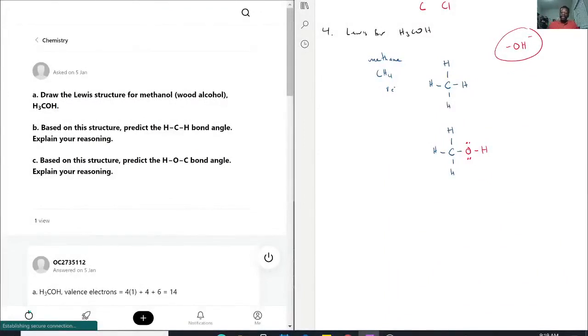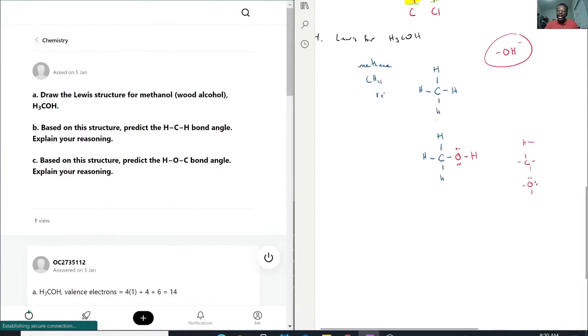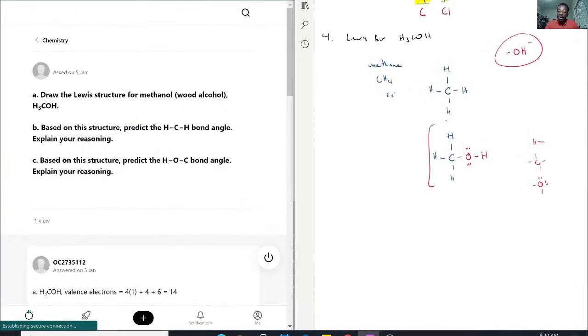We need 14. And if you count, we have 1, 2, 3, 4, 5 bonds. That's 10 electrons already. And then 2 lone pairs on the oxygen. So this does indeed add up to 14. And if you compare the formal charges, hydrogen's net formal charge of 0 is when it just has 1 bond. Carbon is when it has 4 bonds, and oxygen is when it has 2 bonds and 2 lone pairs, which it does indeed. So this is balanced with the electrons, the octet rule, and the formal charges. This is the Lewis structure for methanol.